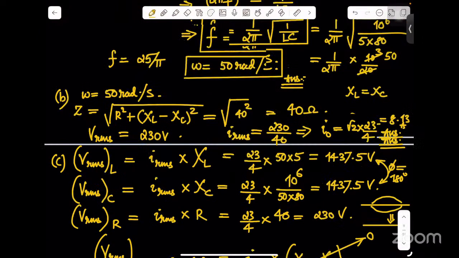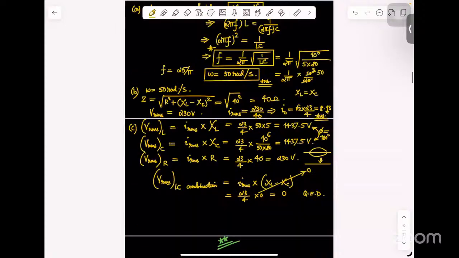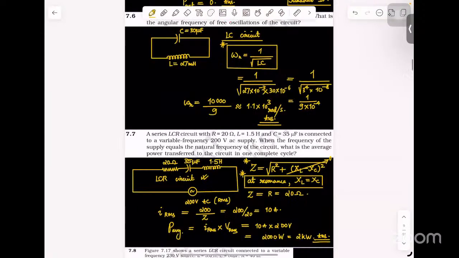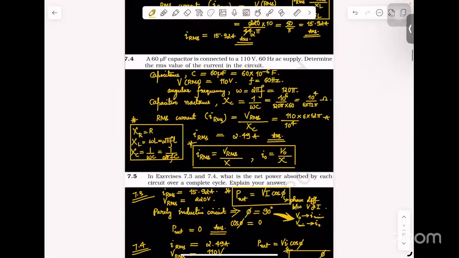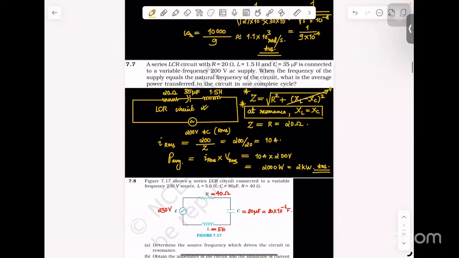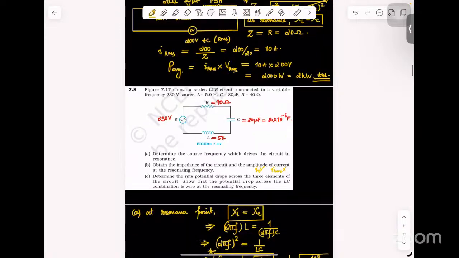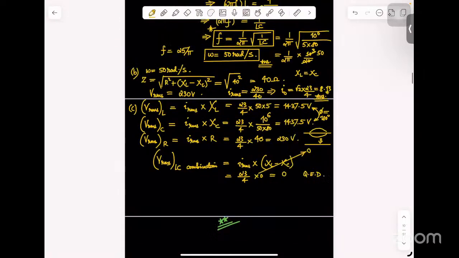So with this, we finish all the NCERT solutions to the alternating current chapter. I guess we discussed all the formulas also. I have marked them here. So you need to keep track of these formulae.